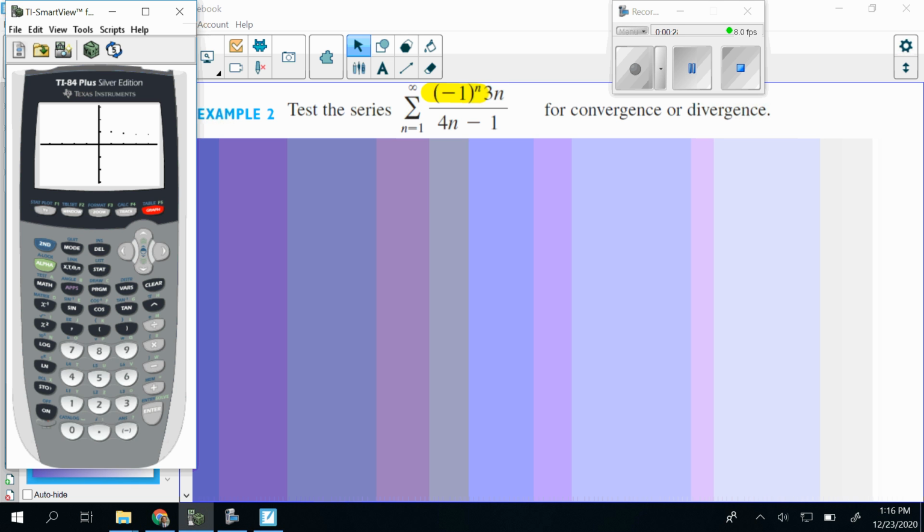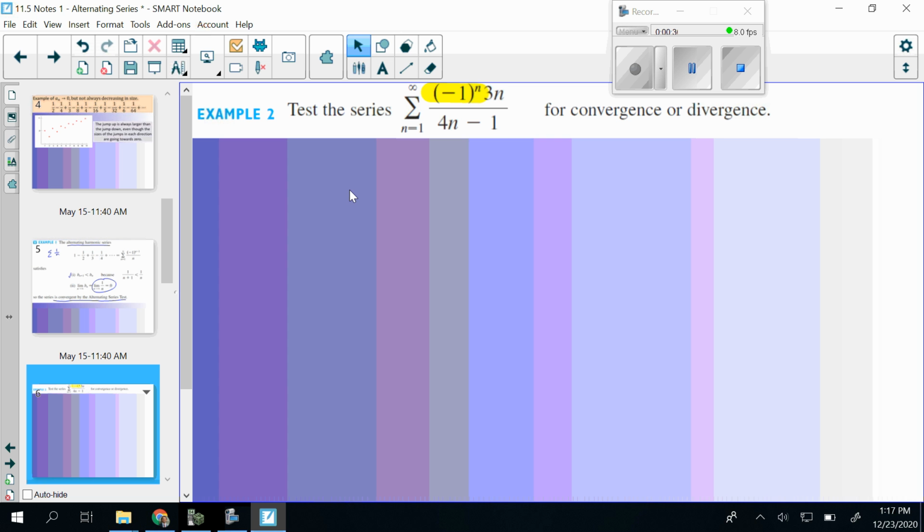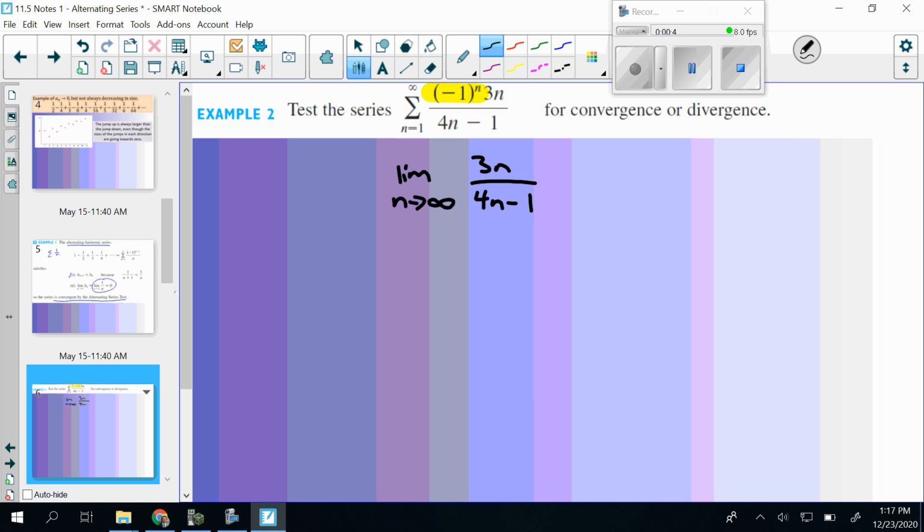So that part's good. Now we want to see: is the limit as we go to infinity of the non-alternating part, so the 3n over 4n minus 1, going to 0? And if it is, we have a convergent one by alternating series test. Well, this one we could test if we multiply by 1 over n here.